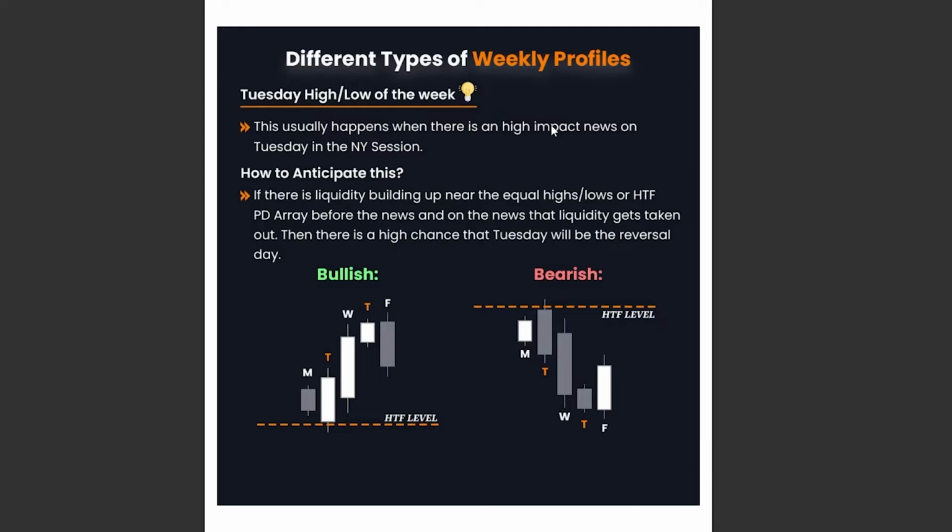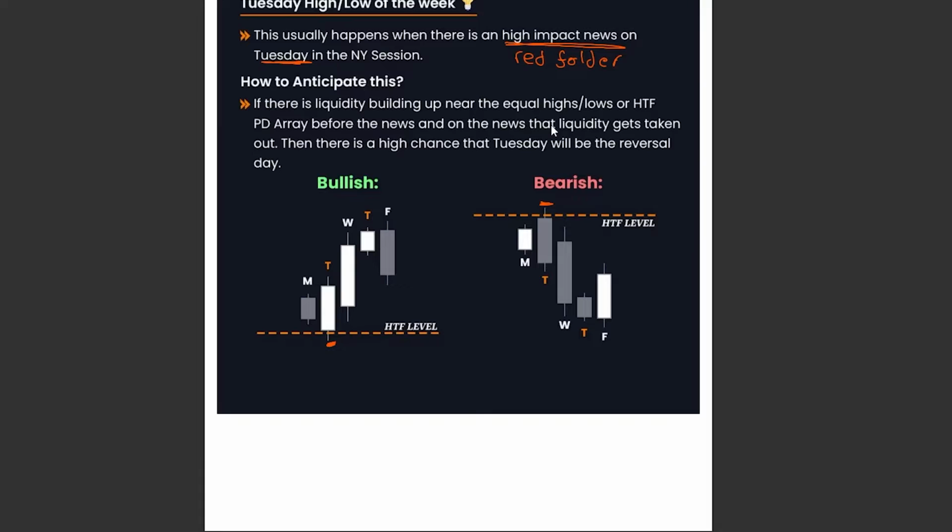This weekly profile gets formed when Tuesday forms either the low of the week or the high of the week. Now when does this profile happen? This profile usually happens when there is high impact news, that is the red folder news, in the New York session on Tuesday. Now how can you trade this?